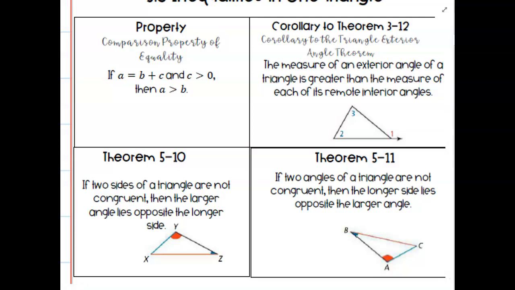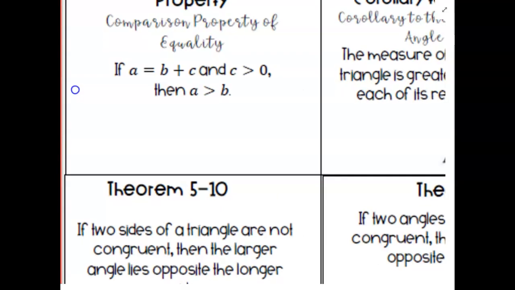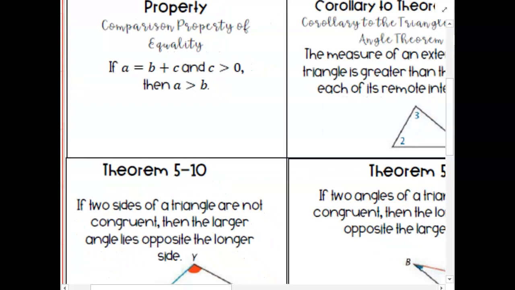There is a property in this section as well that I thought about having you copy down, but it's really pretty simple, so I didn't have you copy it down, but it is in your notes. It's the comparison property of inequality. It'll make more sense when I plug some numbers in, but it says if A equals B plus C, so I've got this number that's equal to 2 numbers added together, okay?